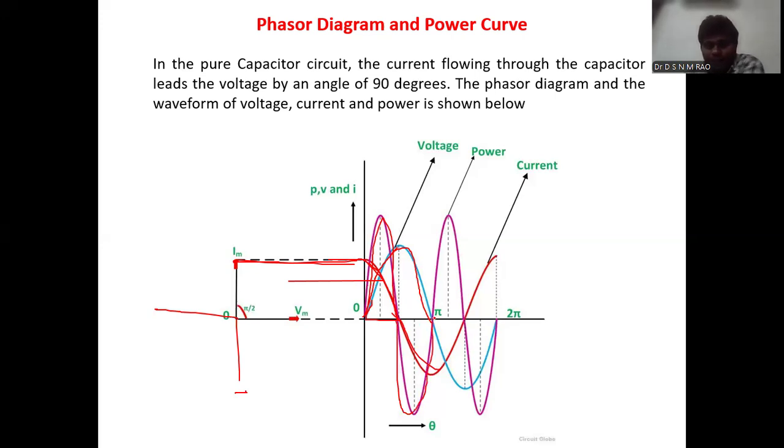From pi to 3 pi by 2, that means from 180 to 270 degrees, the current signal is negative and the voltage signal is also negative. Negative into negative is positive, so the power signal will be positive. From 3 pi by 2 to 2 pi, that means 270 degrees to 360 degrees, the voltage signal is still negative and the current signal is positive. So plus into negative, the power signal is negative.